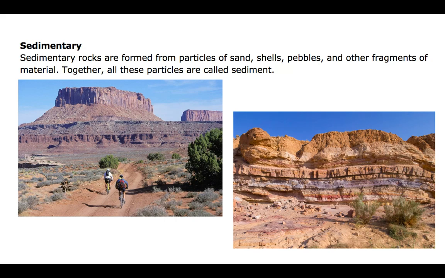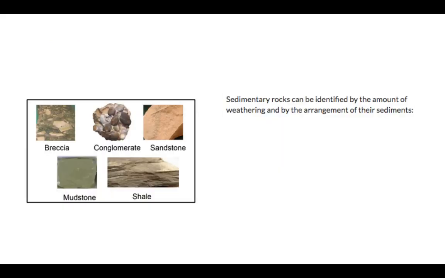Sedimentary rocks are formed from particles of sand, shells, pebbles, and other fragments of material. Together, all these particles are called sediments. When we think of the big canyons, like the Grand Canyon, mostly what you see at those places are sedimentary rocks because you can see the layers. Sedimentary rocks can be identified by the amount of weathering and by the arrangement of their sediments.